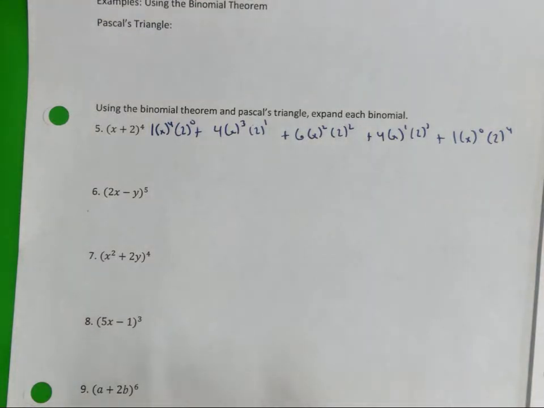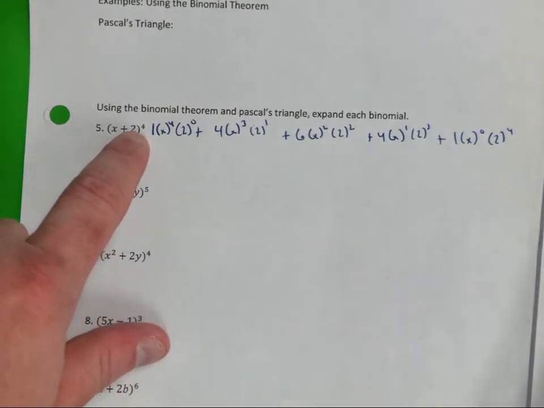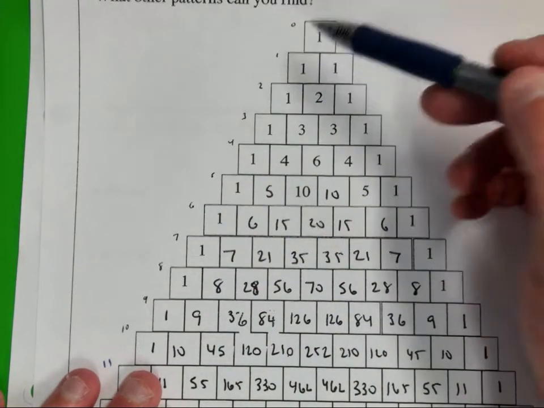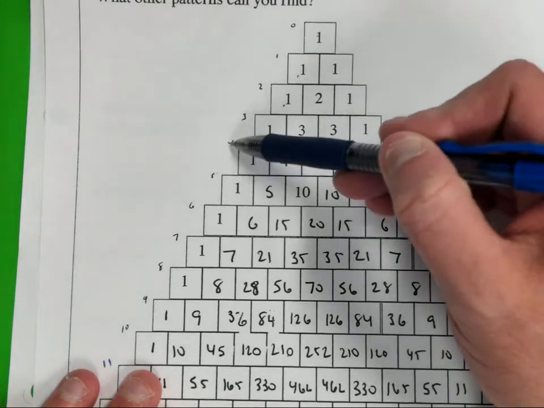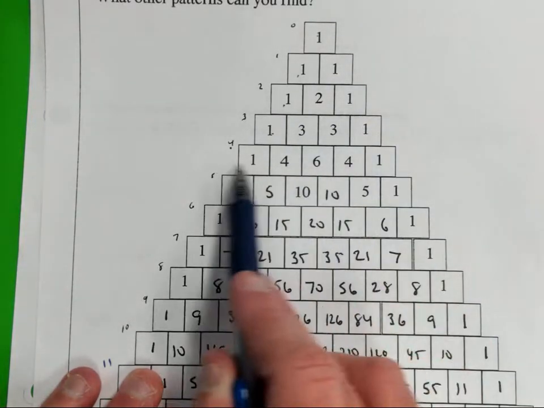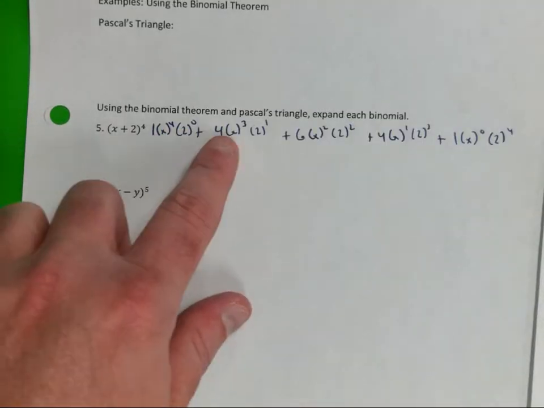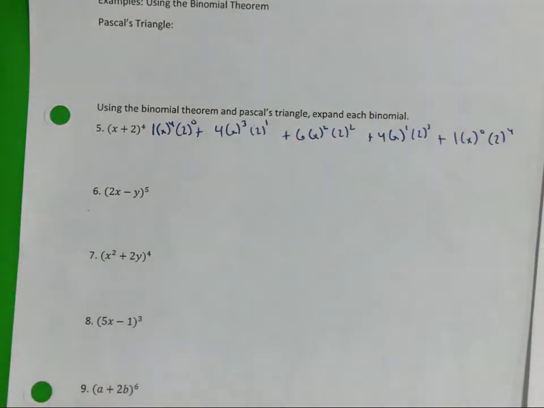Okay, there's a question. What's up, Grayson? Where did I get what at? How do I get these numbers right here? Since it's raised to the 4th power, I go to, remember, 0, 1, 2, 3. I go to here. These are the numbers I put down first: 1, 4, 6, 4, 1, and then go back and put the other. Does everybody see that?